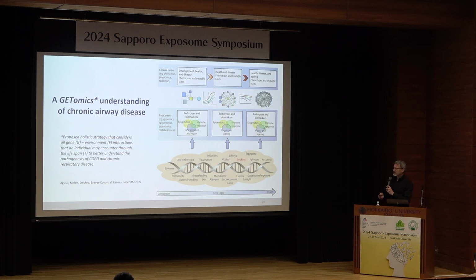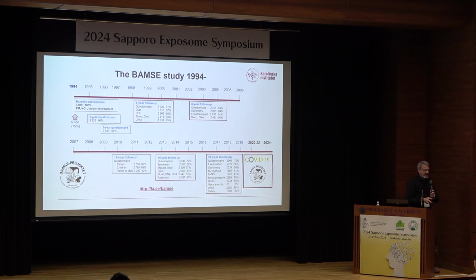We've been putting a lot of thought into this space, and he and his colleagues published this a couple of years ago in Lancet Respiratory Medicine, where they call it their GET-omics approach, where GET is gene, environment, and time. So using omics over time to look at the gene-environment interaction. So how are life course exposures related to the development, in this case, of asthma and COPD. To look at this, we have a cohort called BAMSE. This is a fairly well-known Swedish cohort.